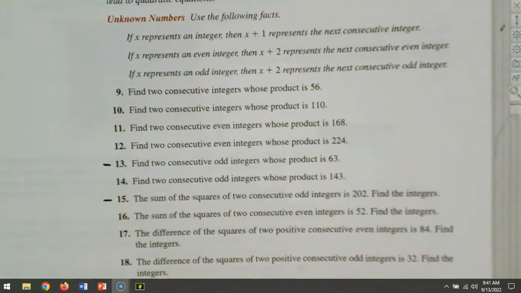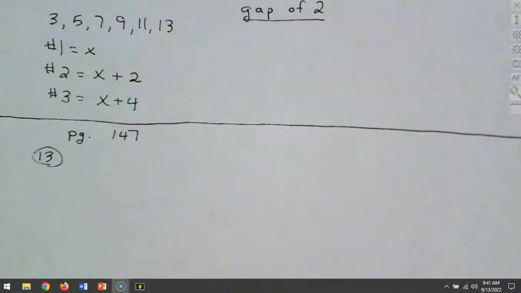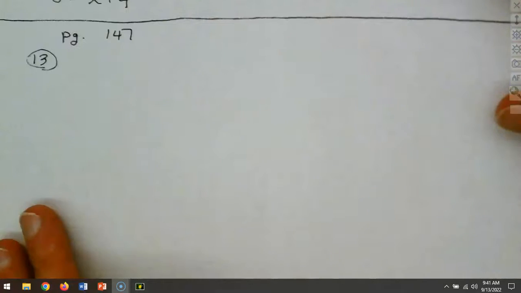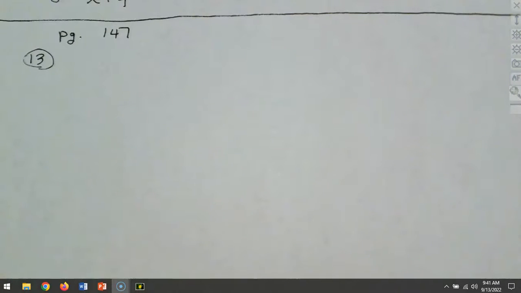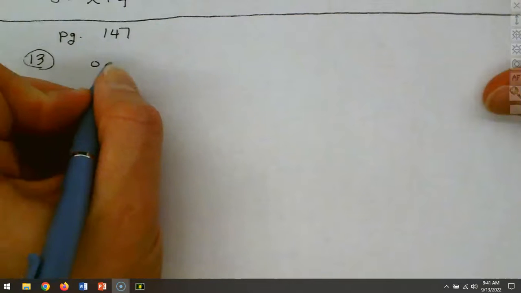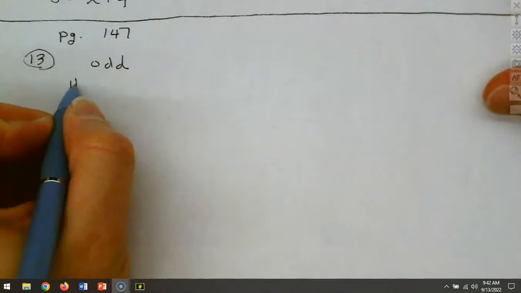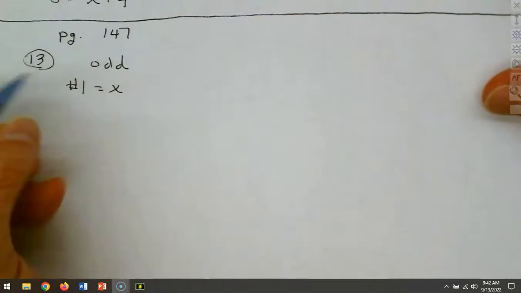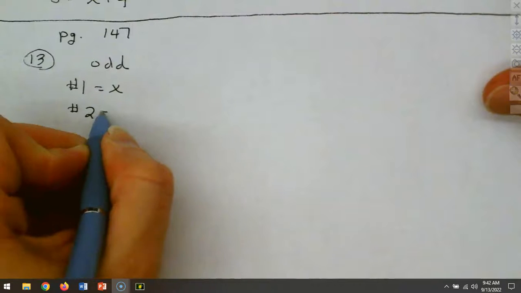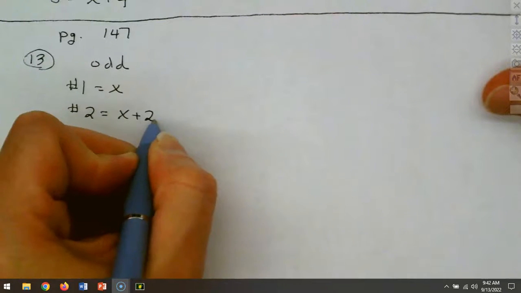Find 2 consecutive odd integers whose product is 63. So first off, how many integers do we need? We need 2, and are these even or odd? Which one are they? Let's see. We're looking at 13 here. These are odd. So if they're odd, then that means the first number is going to be x. The second number is x plus 2.